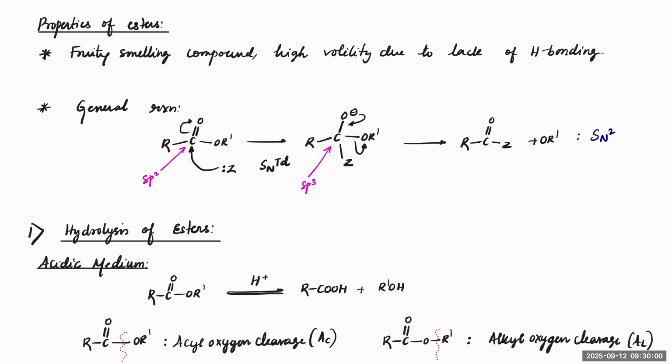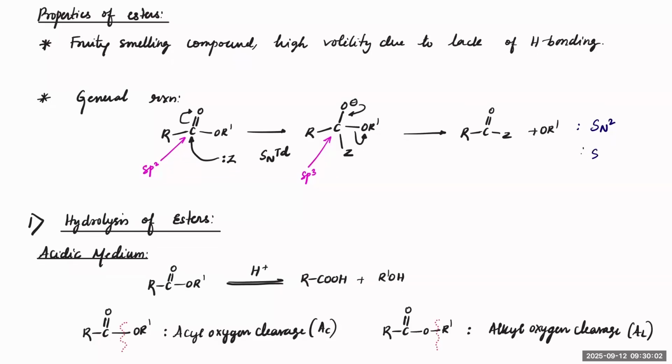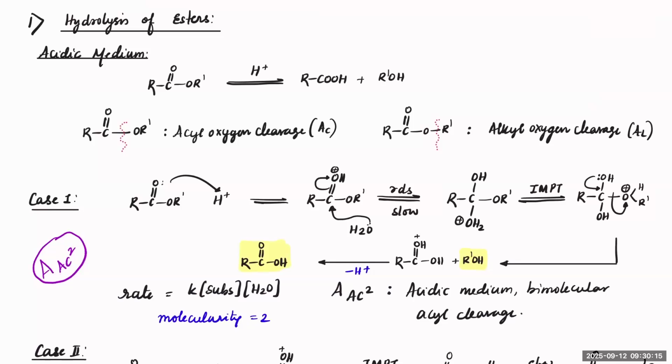Because it undergoes an addition first and then elimination, it is also called the SNAE reaction, substitution via addition elimination. Now, this is the only reaction esters will do. That is SNAE. That means it will get addition, then it will get elimination done.